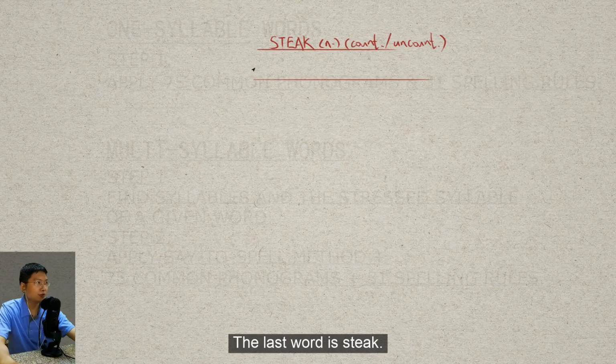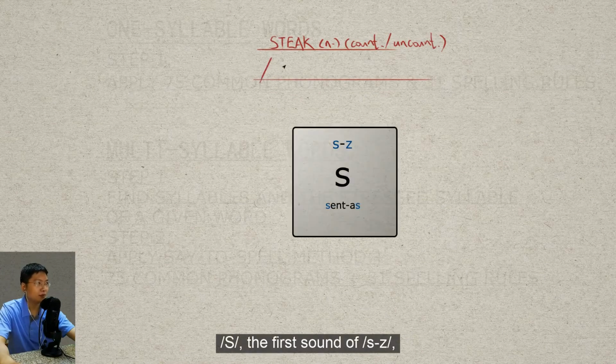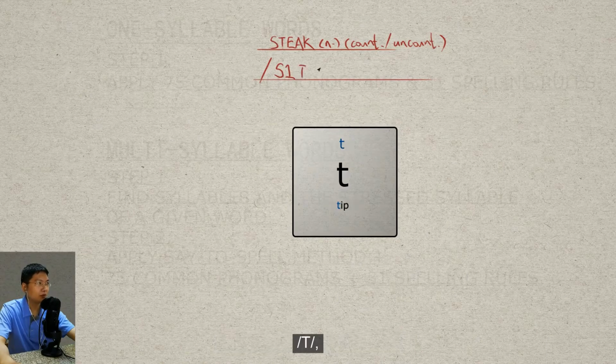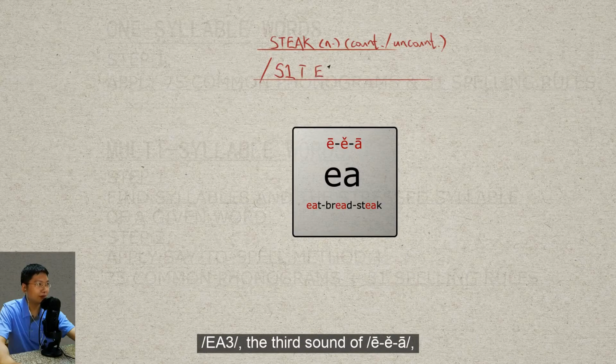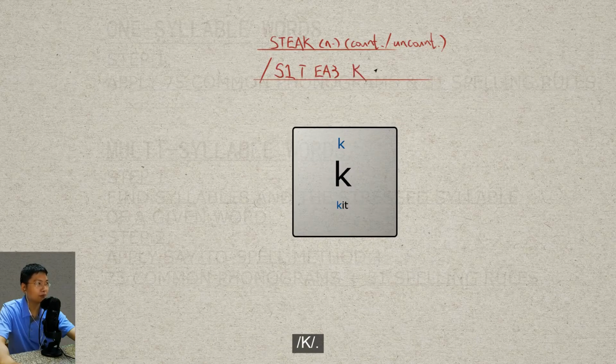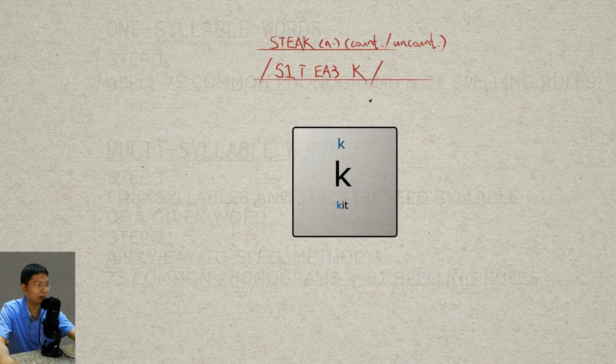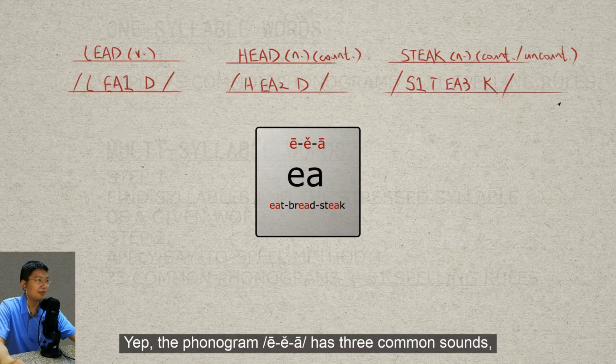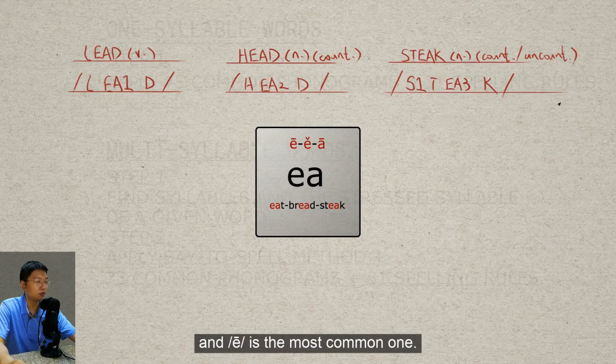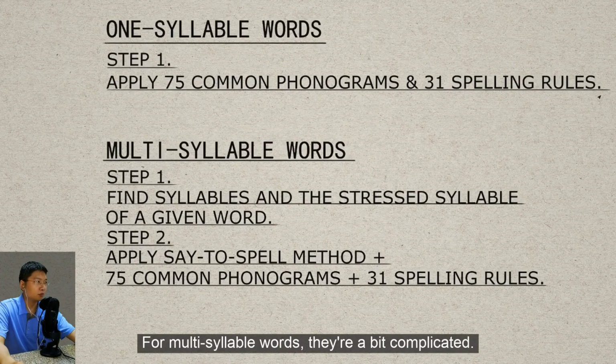The last word is steak: S, the first sound of S, Z, T, A, the third sound of E-A, K. So we have the word steak. Yep, the phonogram E-A has 3 common sounds, and E is the most common one. For multi-syllable words, they are a bit complicated.